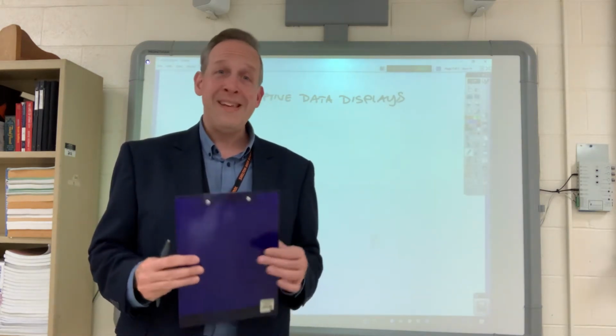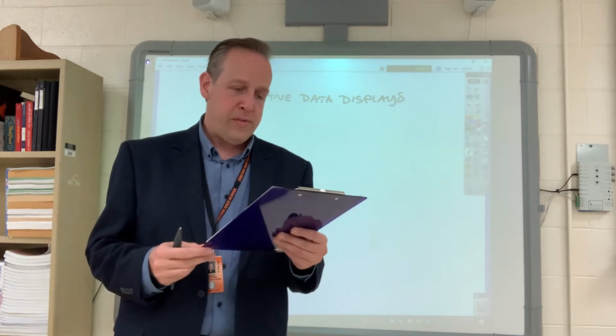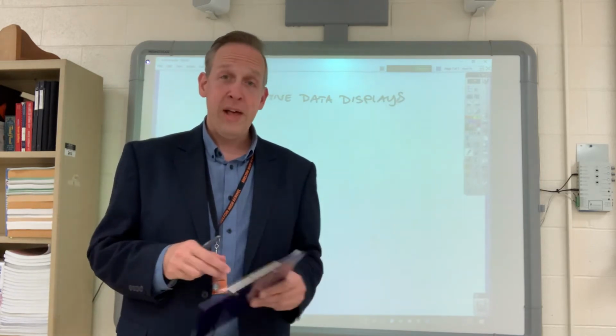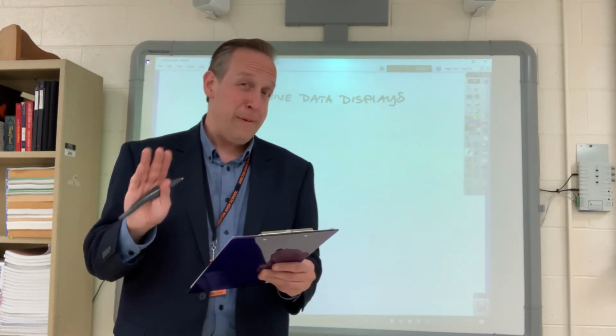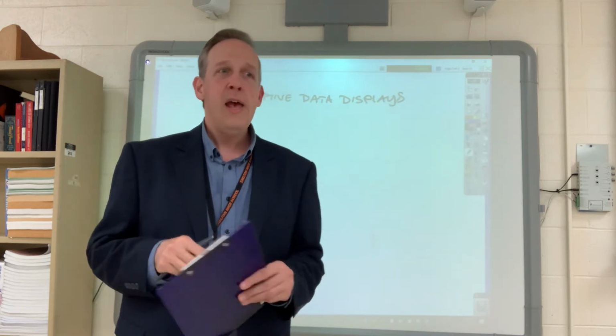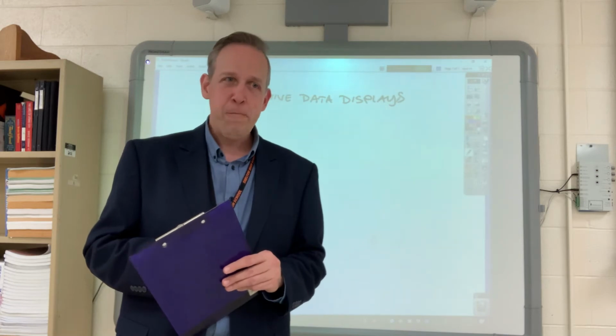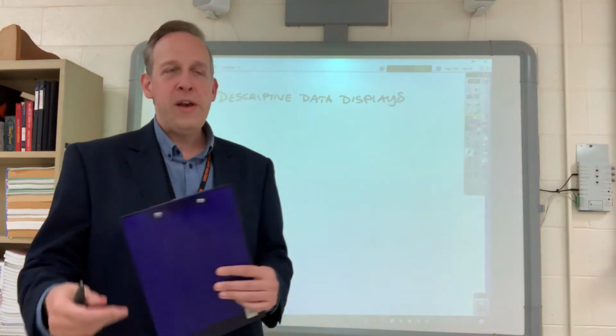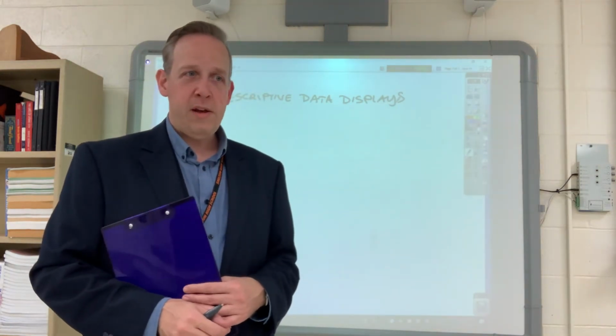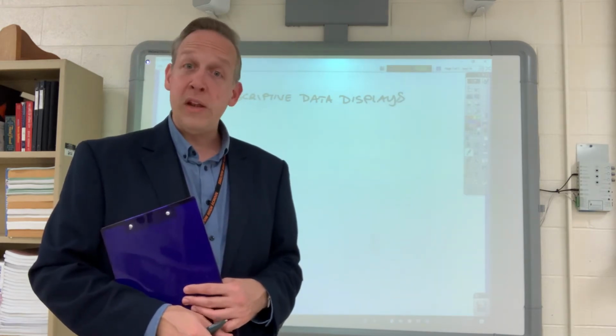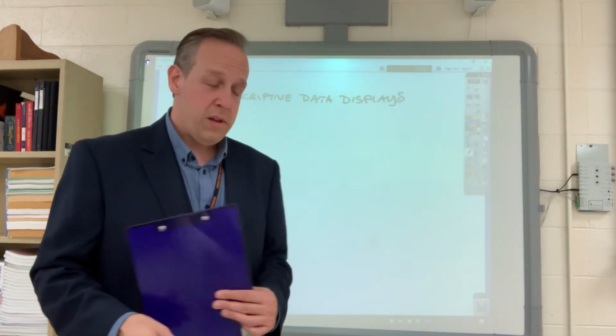We're all familiar with how to make some of them. Some things we've seen: pie charts, bar charts, box plots, dot plots, perhaps histograms, maybe ogives, probably not yet, stem and leaf plots, pictograms, things to that nature. All of those are descriptive ways to display our data. And we've made them, we've used them, and we can understand them, but now you know what they're called.